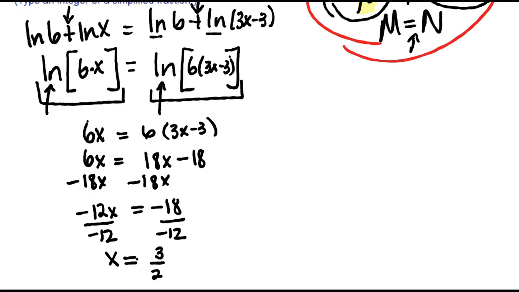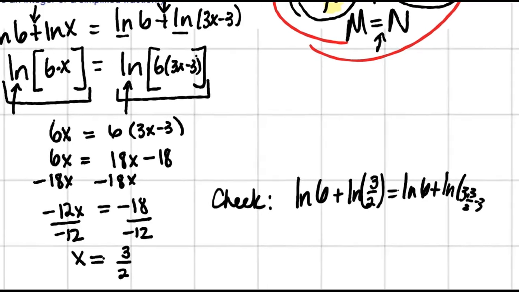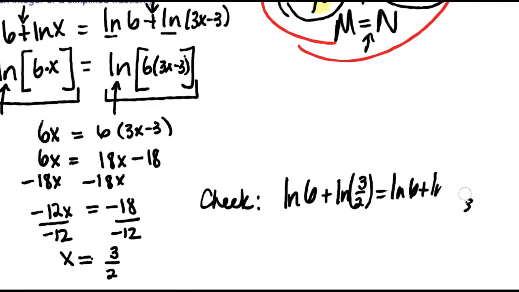Now with every log equation, you need to check. And what you're checking for is to make sure that you never take the log of a negative. So in the original, I had natural log of 6 plus natural log. Let's substitute that 3 over 2. Equals natural log 6 plus natural log of 3 times 3 over 2 minus 3. Let me write that a little clearer. That's natural log of 3 times 3 over 2 minus 3.